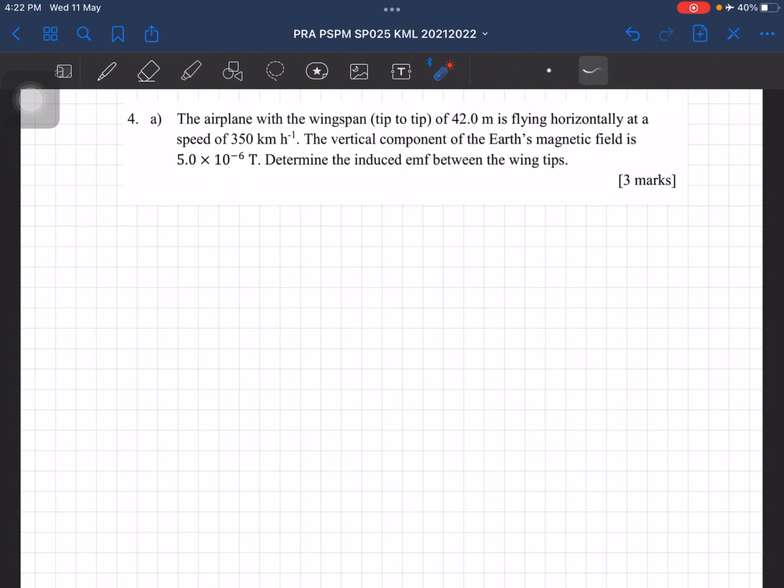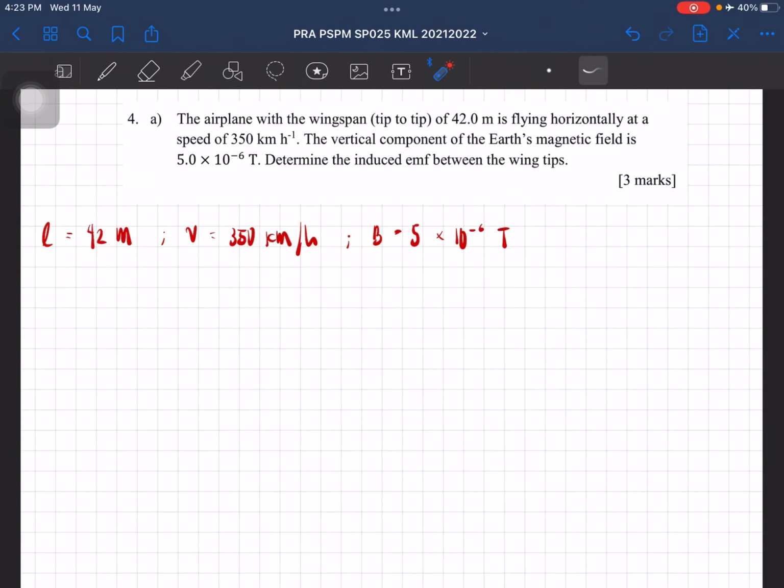Okay, question number 4. So 4A, the airplane with the wingspan, sorry. The airplane has a length of 42 meter. So the length of the airplane tip to tip is 42 meter. It is flying horizontally at a speed of 350 kilometer per hour. The vertical component of the Earth's magnetic field is 5 times 10 negative 6 Tesla.